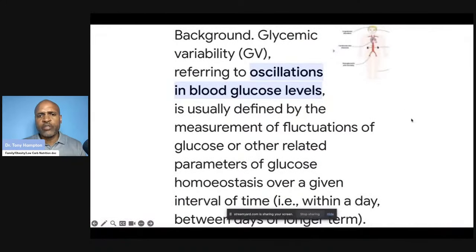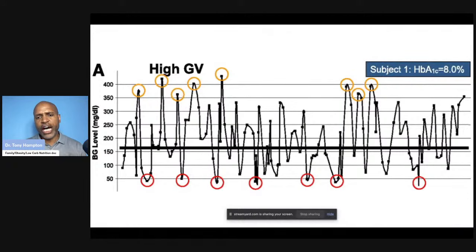And I want to start off by using a term that you may or may not be familiar with, and that term is glycemic variability, which is oscillations in your blood glucose levels, or better stated, fluctuations in your blood glucose levels during a certain amount of time within the day or over the course of time. And it's really important because those oscillations, if they're too high, like if you look at this glucose chart, if you notice, some of these numbers are actually as high as 400 or more, and some are as low as 50 or lower. And although the average A1C is 8.0, those fluctuations can be problematic. And I'll explain why in a moment.